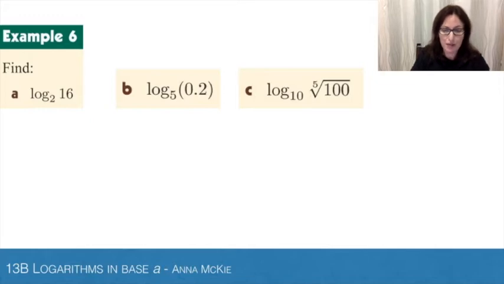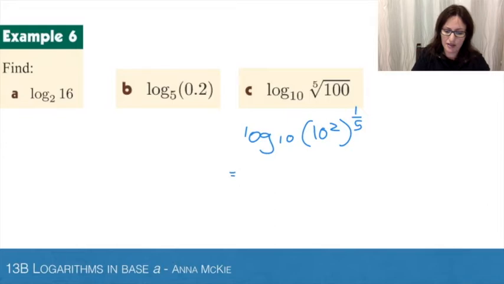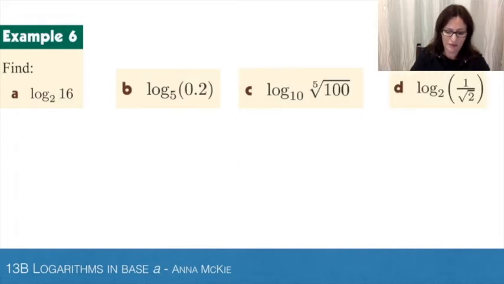Next, here we have log of base 10. Let's write that 100 as 10 squared, then take the fifth root and make it 1/5, and tidy this up a little. So essentially what we're saying is 10 raised to the power of what number gives you this, and therefore we read off the power and our answer is 2/5.